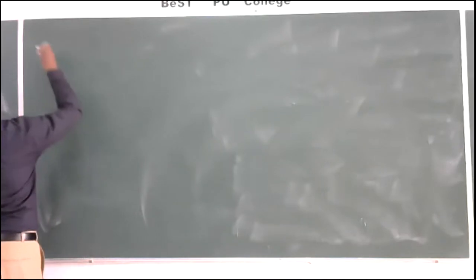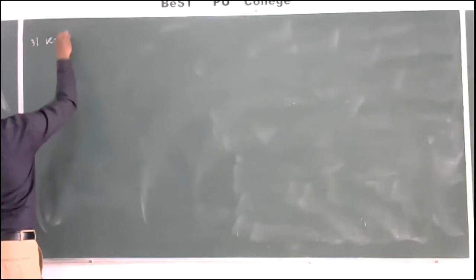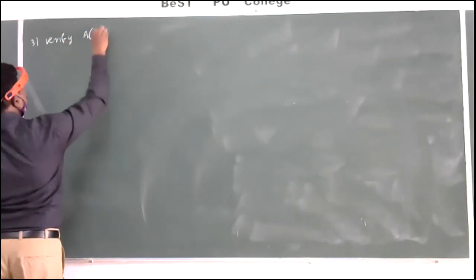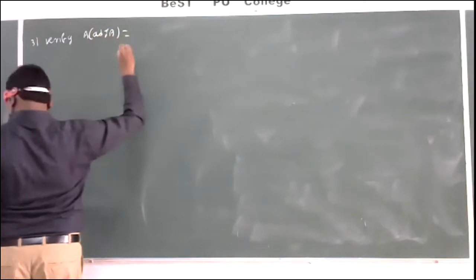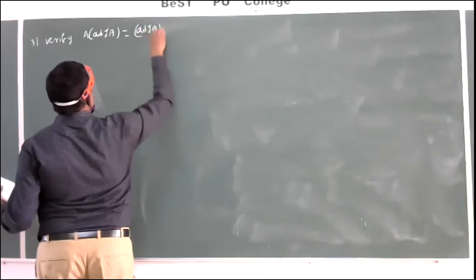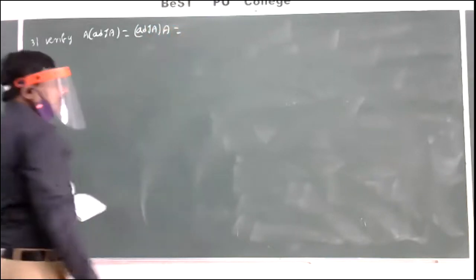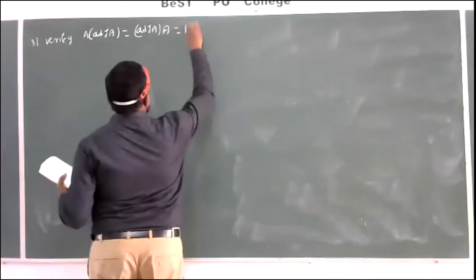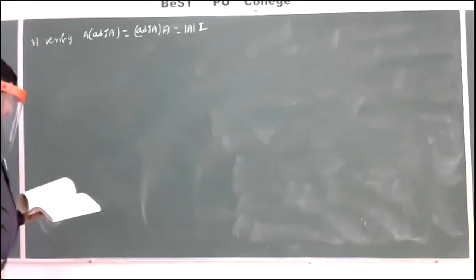Okay, write down the third problem. Verify A into adjoint A equals adjoint A into A equals det A into I.